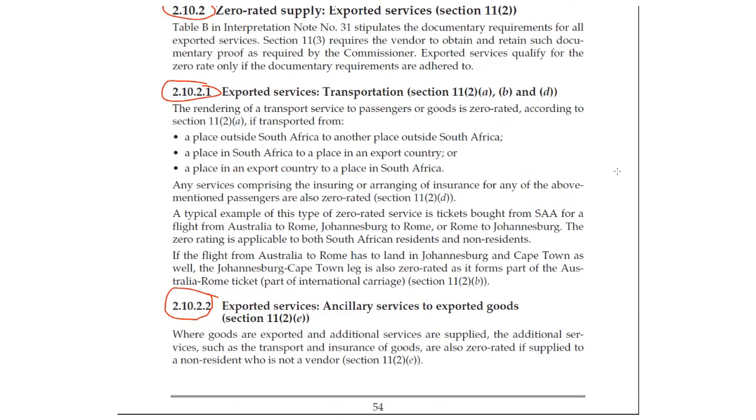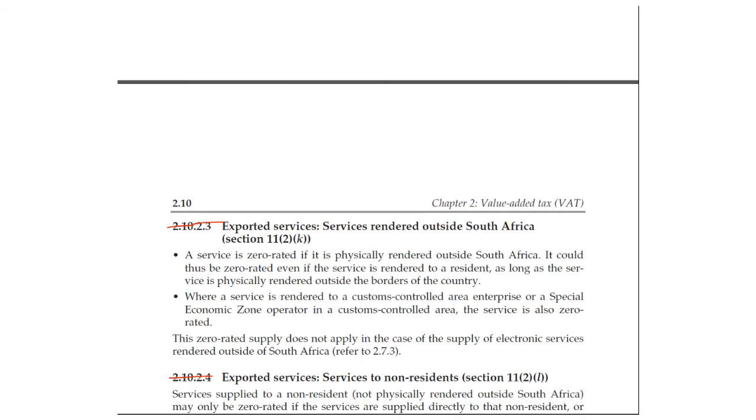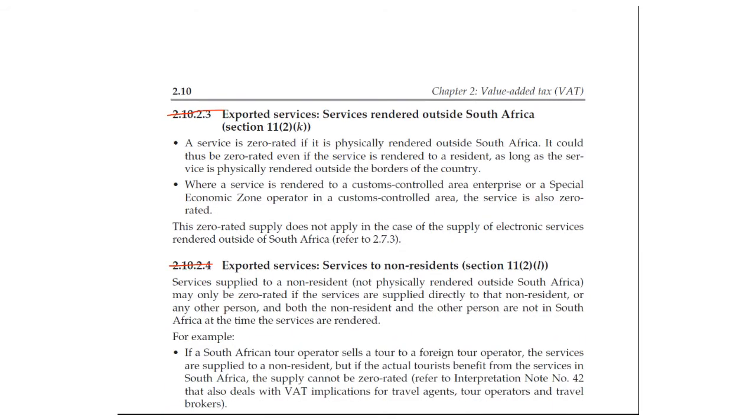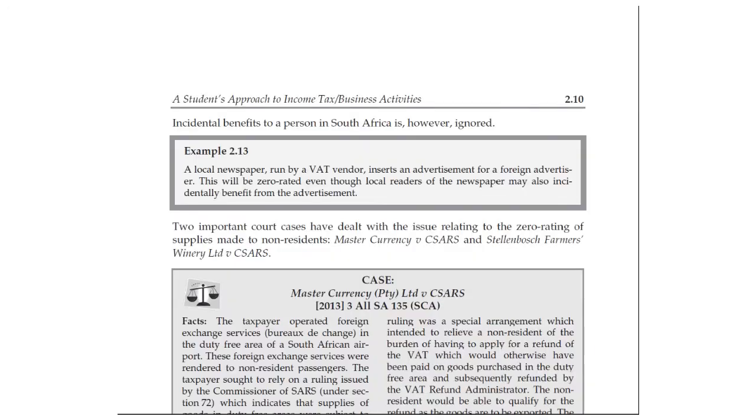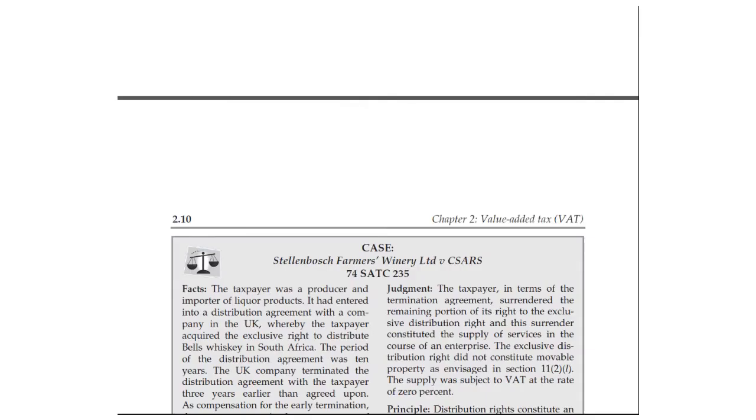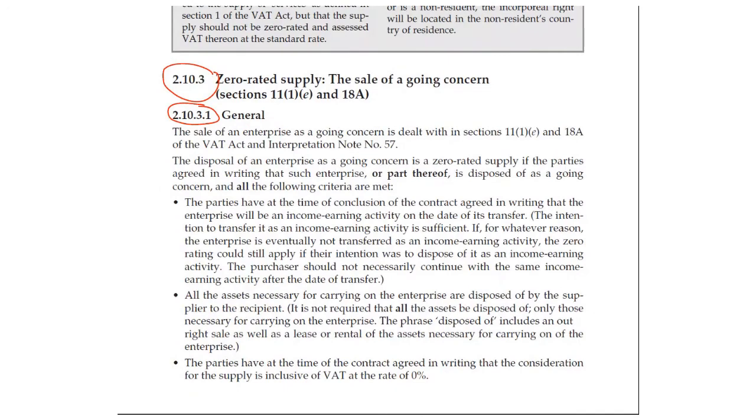And where do you need to start studying and reading again? 2.10.2, exported services. But here you will only be looking at specific types, exported services with regards to transportation and additional services. So the moment you go to 2.10.2.3, again, you will leave. You will leave, and then any examples relating to that specific paragraph, you of course also leave then.